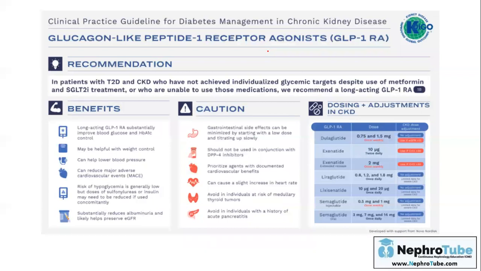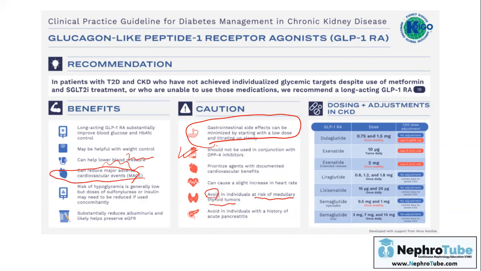Regarding GLP-1 receptor agonists, how to use them or what are the precautions? Actually, there is high evidence that they have a major cardiovascular effect. They can help in lowering the blood pressure. They can cause weight control, but the most common side effect of them is gastrointestinal. And as I mentioned, don't combine them with DPP-4 inhibitor. And also, if the patient is at risk of medullary thyroid tumor, you have to avoid this drug because there is theoretical or experimental evidence that they may cause medullary thyroid tumors. And also, there is experimental evidence that they cause acute pancreatitis. So it is better to avoid them in patients with history of acute pancreatitis.